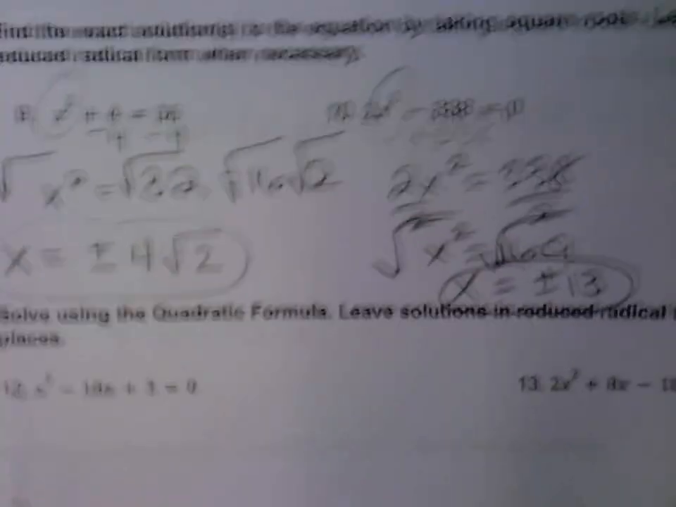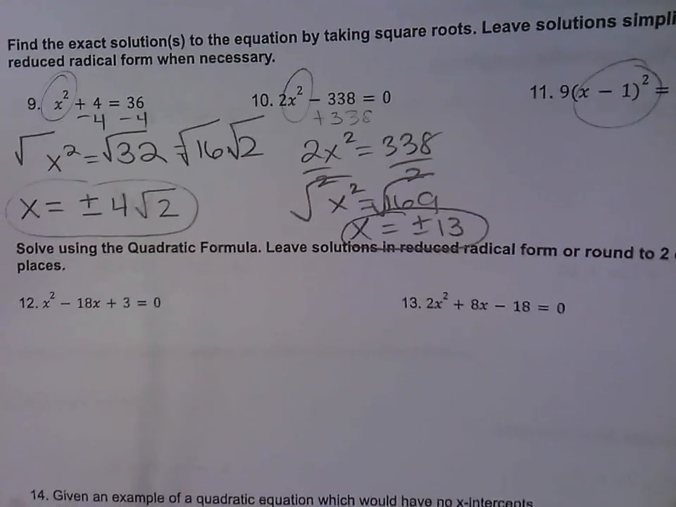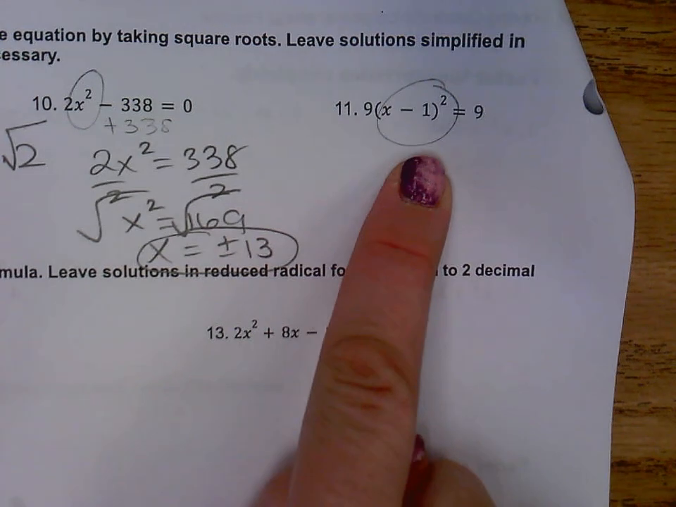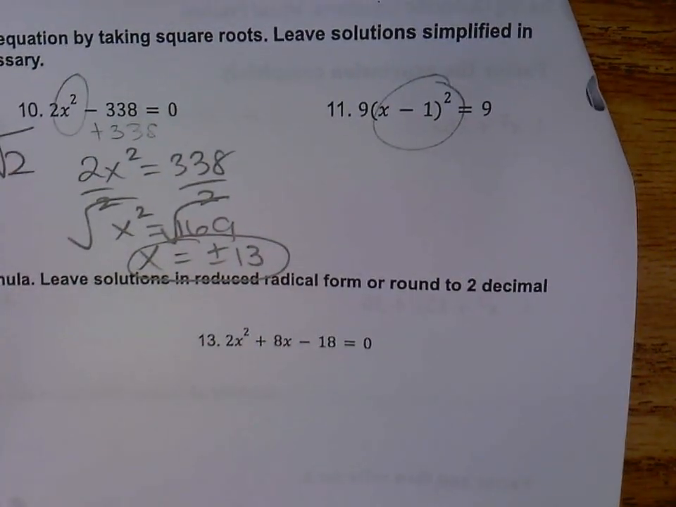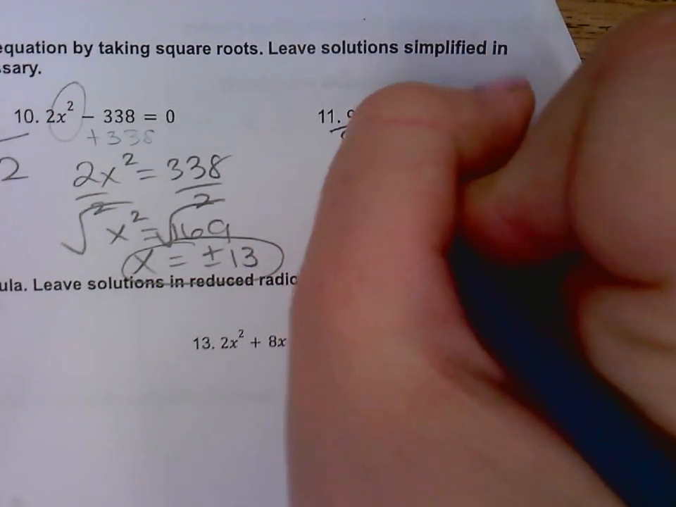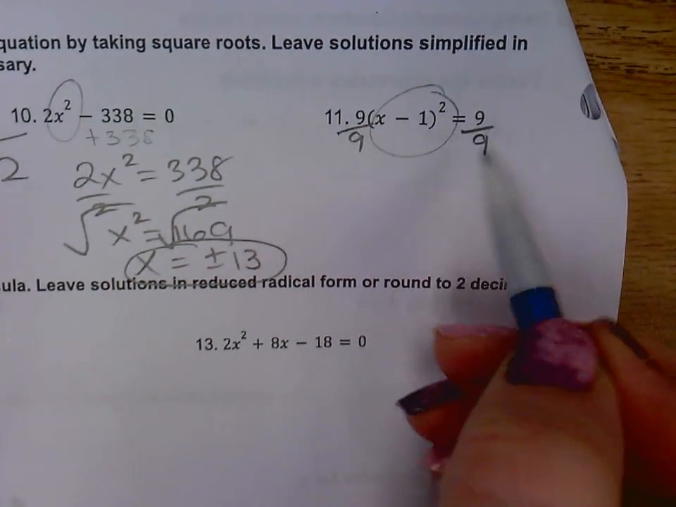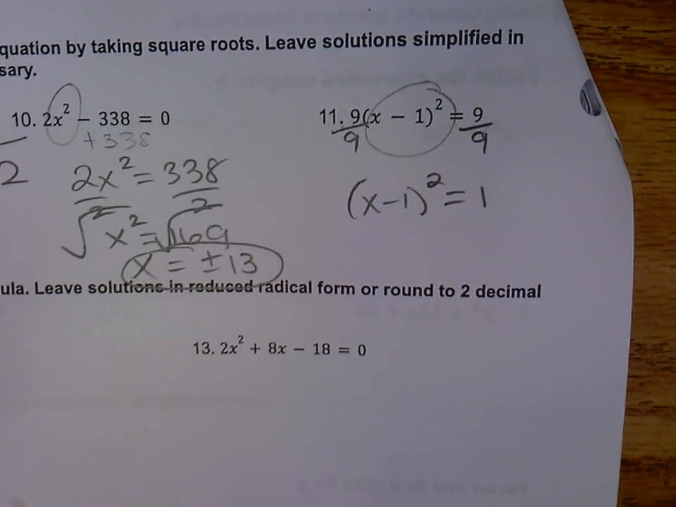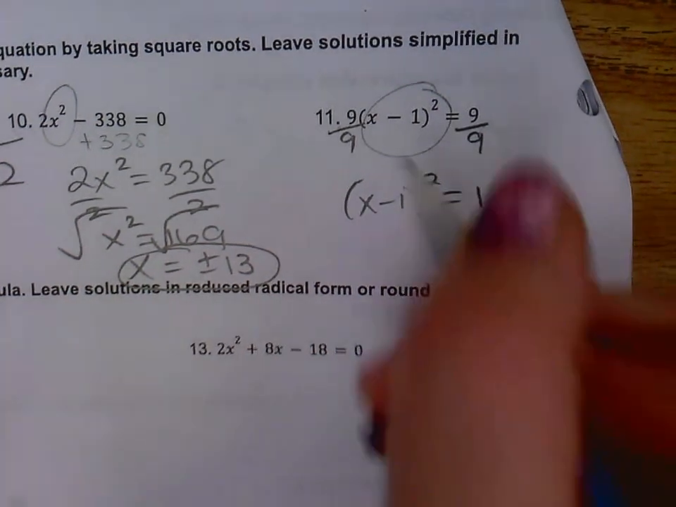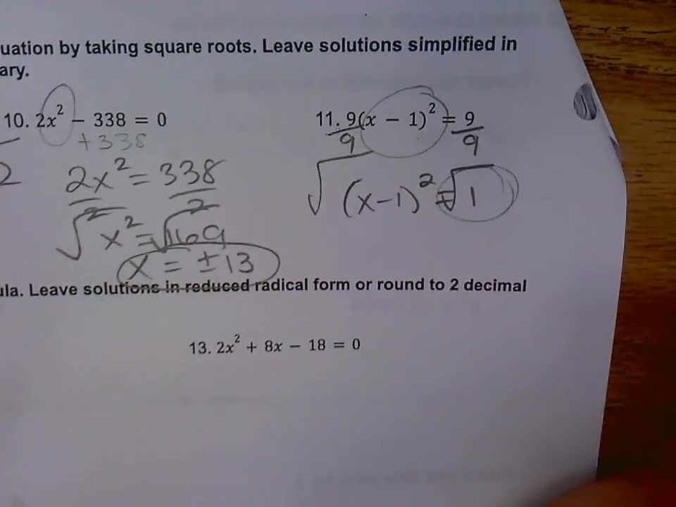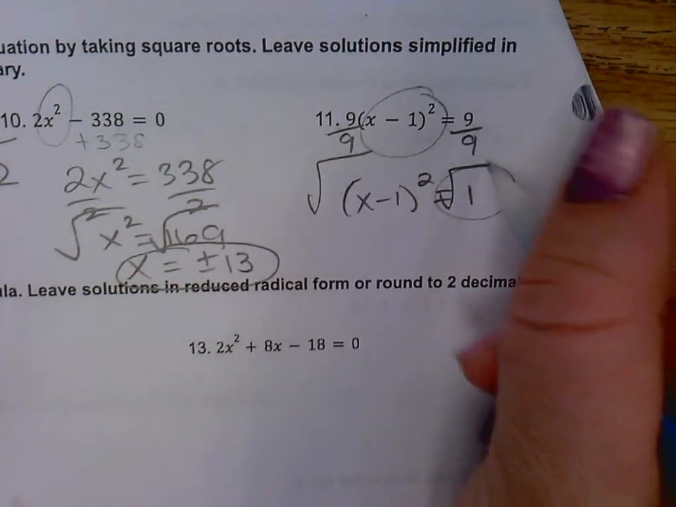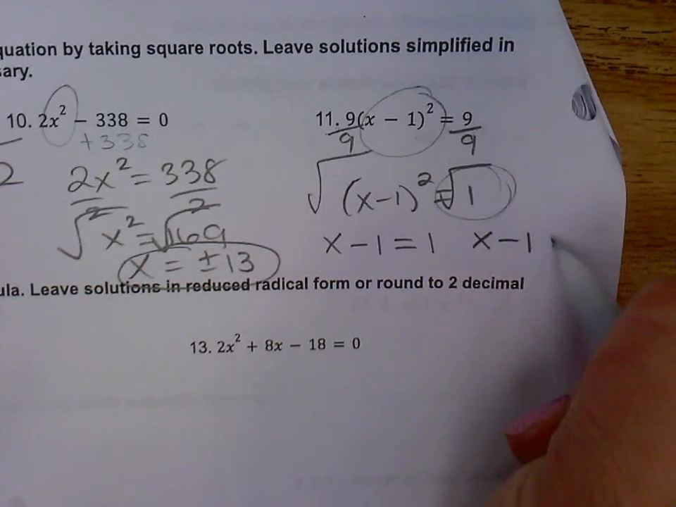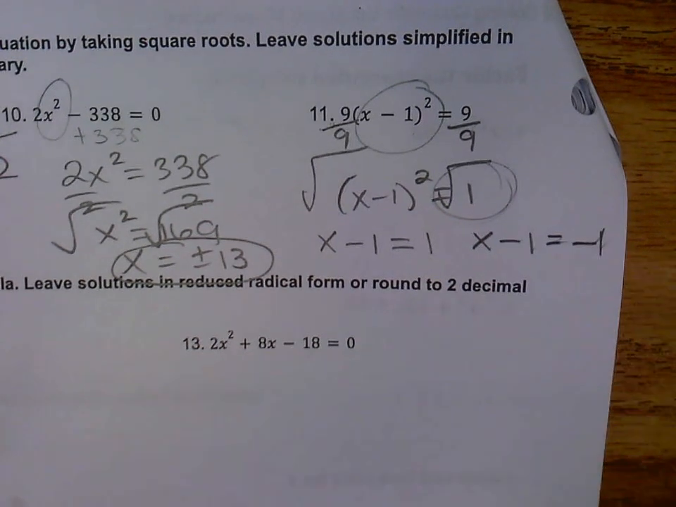All right, and then number 11 looks a little bit different, but it still says solve by taking square roots. So your goal is to get this circled part by itself. How do I move that 9 to the other side? And what is a number divided by itself? It's not 0, it's 1. All right, so now how do I take the next step? Take the square root. What's the square root of 1 over here? 1. So because you're going to get an integer, you're going to want to write out that x minus 1 equals positive 1, and then a little statement, x minus 1 equals negative 1.